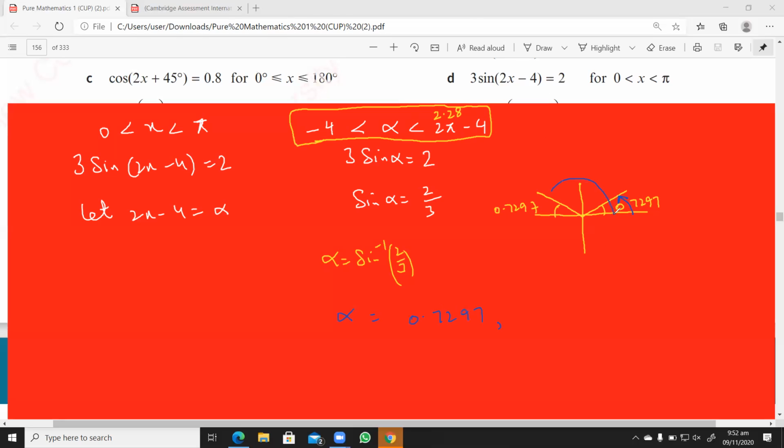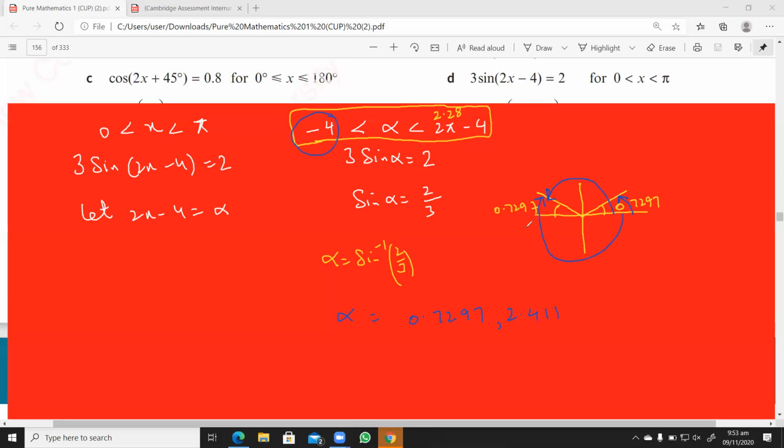The next value, please tell me what is this pi minus 0.7297. 2.411. Okay. This is not your final answer. So I have to check whether I have any value in the clockwise direction or not, because I have to go up to this minus 4. So now I'll be going in this direction.